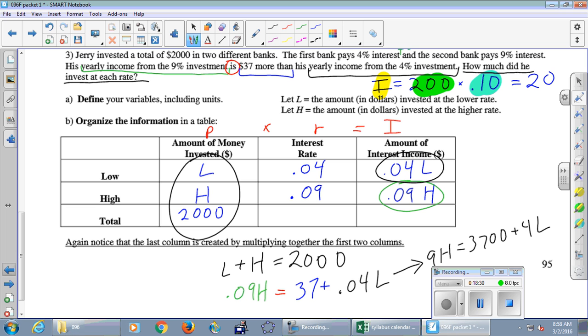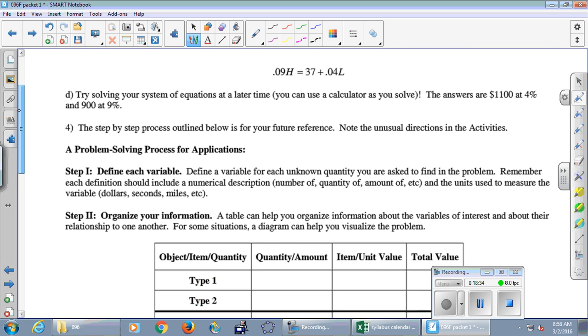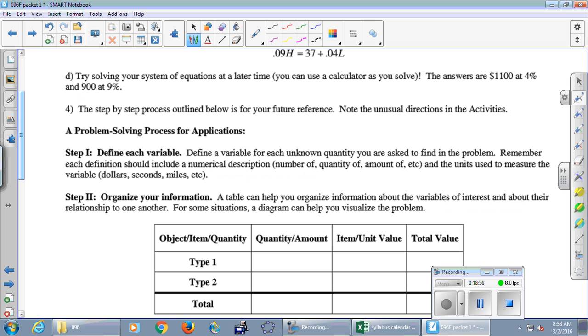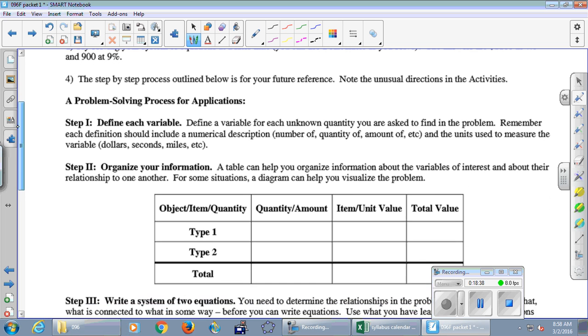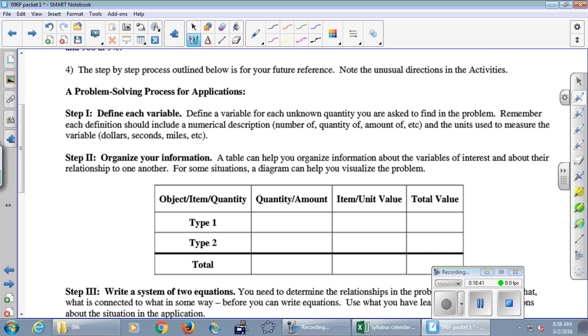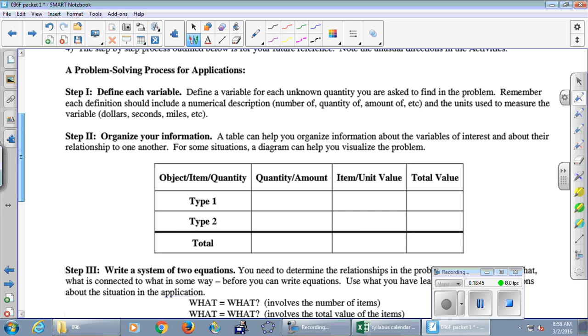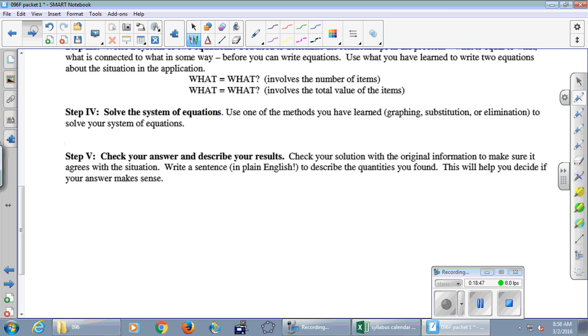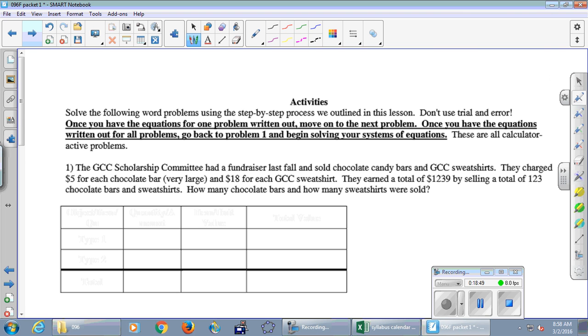All right, so I think that is that. On the next page, it does include the answer there, part D. You can check that later on if you want to. There is a generic problem solving process set up here, so that's a nice reference for you for later. But for right now, what I want us to do is start the activities.